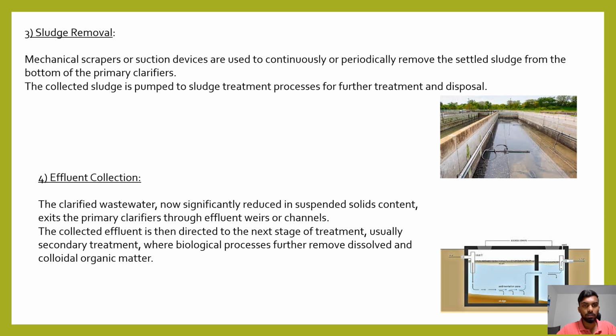The collected sludge is pumped to the sludge treatment process for further treatment and disposal. After the sludge removal process, there comes effluent collection. The clarified wastewater, now significantly reduced in suspended solids content, exits the primary clarifiers through effluent weirs or channels. The collected effluent is then directed to the next stage of treatment, usually secondary treatment, where biological processes further remove dissolved and colloidal organic matter.